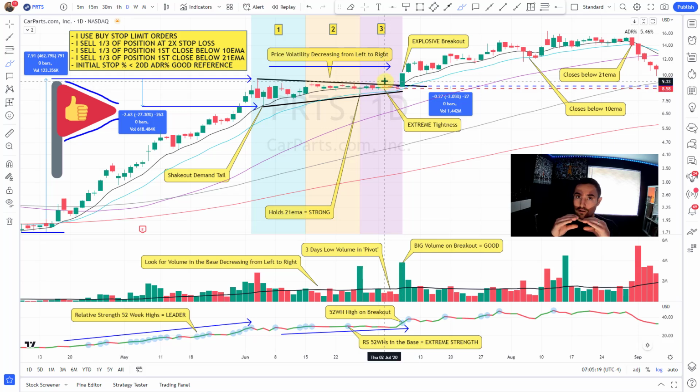So a mini Darvas box, if you've read that book, just a mini rectangle forming in here, which is sitting on the 10 EMA being the black line, or the 21 EMA being the blue line, and you'd like to see volume drying up.